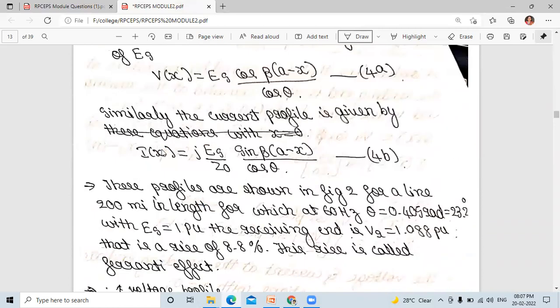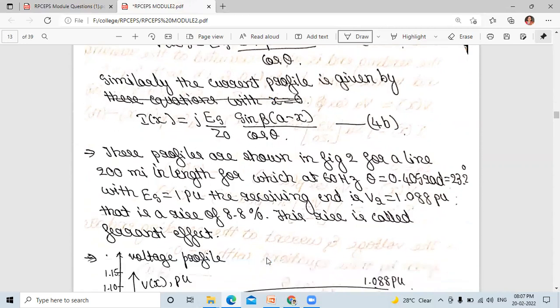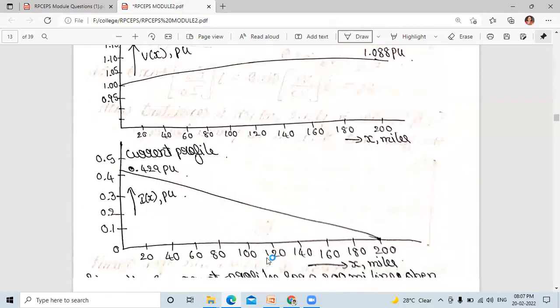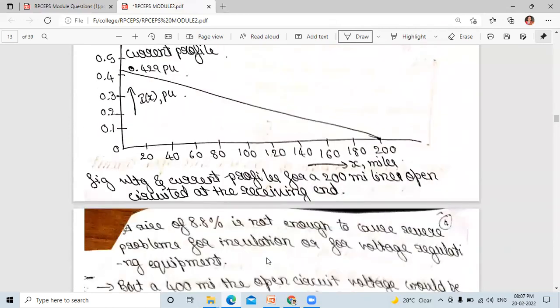V of x, I of x. This is the voltage profile and this is the current profile. Final equation. And they have given the example also. What happens if it is... If you mention the examples also. This is a simple topic.